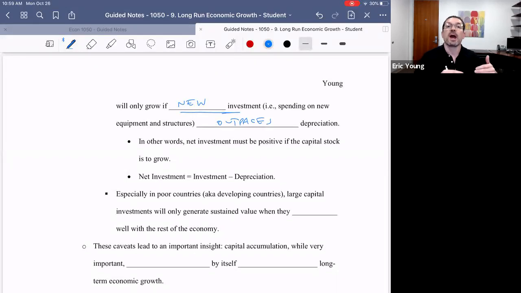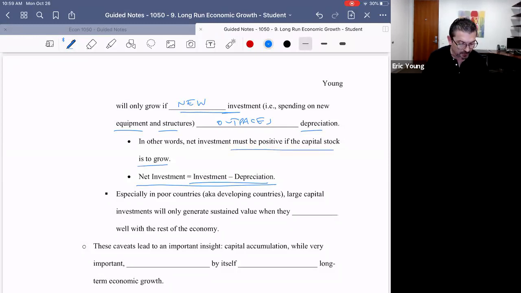And as a result, you have to keep investing in more and more new capital, right? New equipment and new structures in order to outpace, to stay ahead of your depreciation, okay? In other words, what we call net investment, which is equal to investment minus depreciation, net investment must be positive if the capital stock is to grow. But again, as we said a minute ago, over time, as the PPF flattens out, no new investment will occur. So we believe that over time, net investment will stop growing, okay?